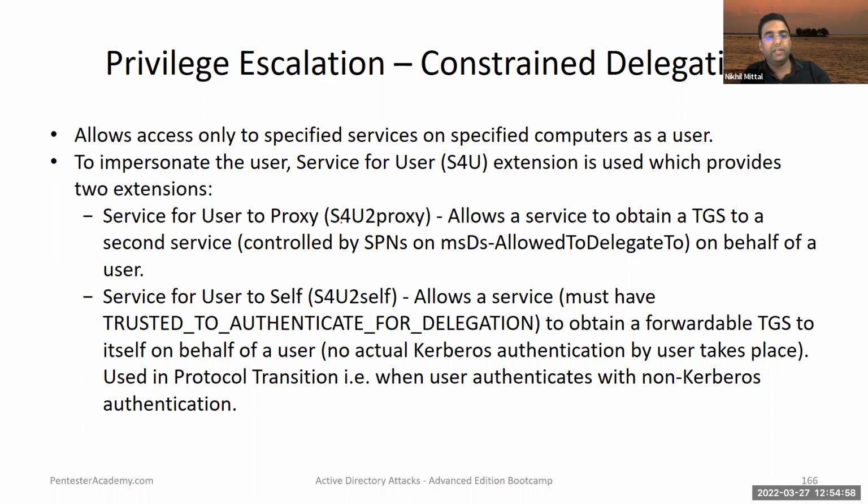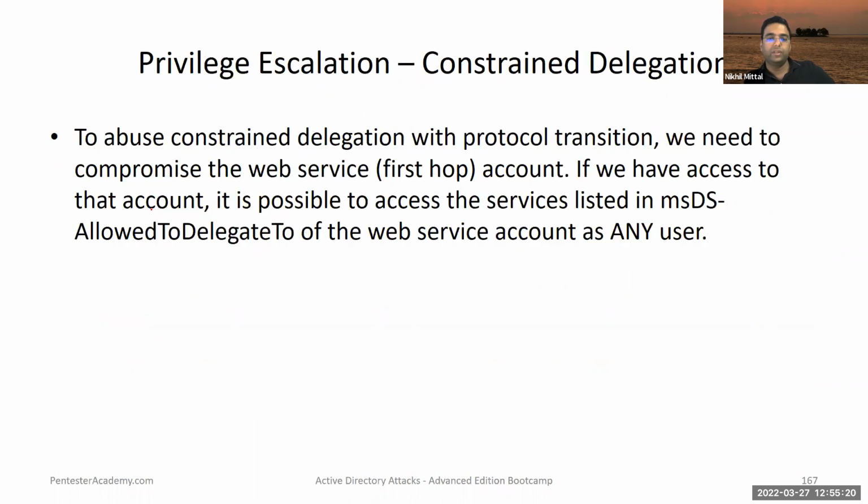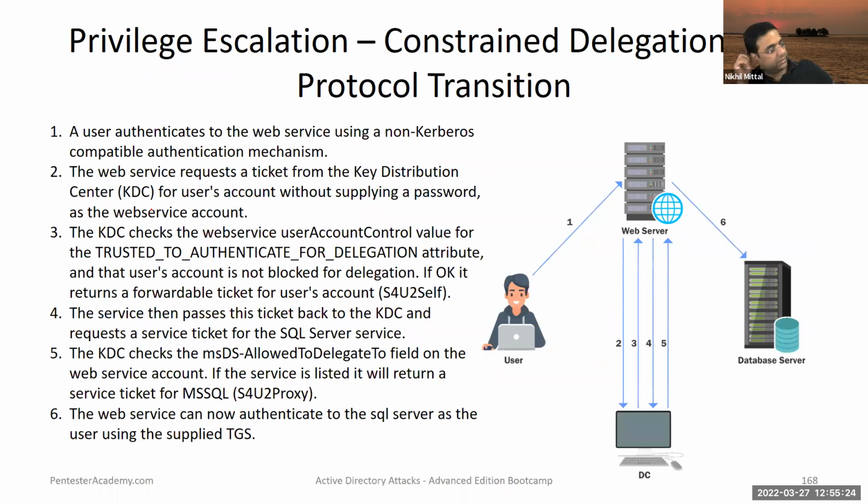In case of constraint delegation, first hop can access only specified services on specified computers. That is, a limited set of service principal names are accessible to the first hop. Once again, even in this case, user impersonation must take place. What we are going to look at is constraint delegation with protocol transition.